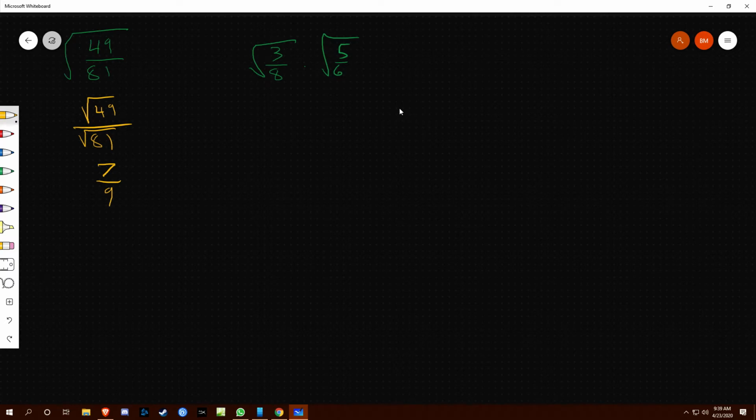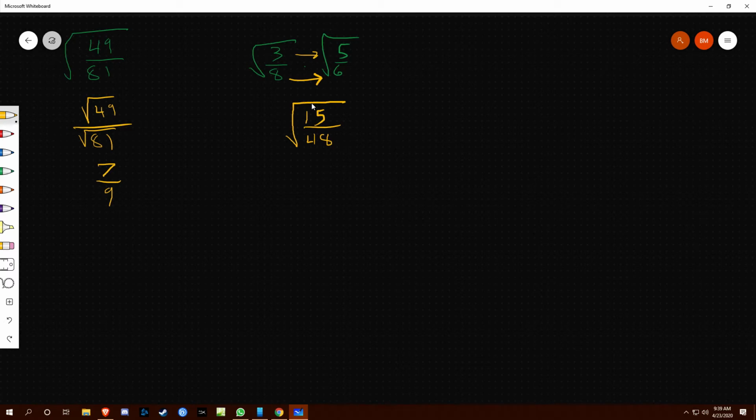Now for this next one, I'm going to combine two things. I have division and I have multiplication. So I'm actually going to go ahead and multiply these. So we have 3 times 5 is 15. 8 times 6 is going to be what, 48? And then I'm going to take the square root and put it over both of them. Now, I can't divide 15 and 48, and 15 and 48 aren't perfect squares.